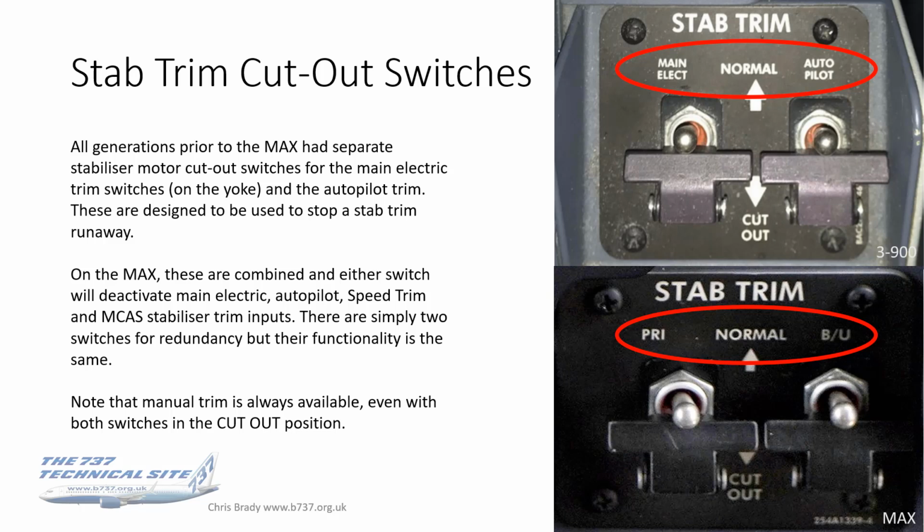So these switches, obviously designed to stop a stab trim runaway, on a MAX are combined. So either switch will deactivate both the main electric trim, autopilot trim, speed trim, and MCAS stab trim inputs. So all stab trim inputs except for manual inputs. And there are only two switches there for redundancy. The functionality is the same between the primary and the backup system. And as I say, manual trim is always available, even with both switches in the cutout position.